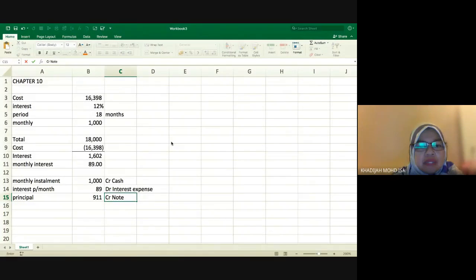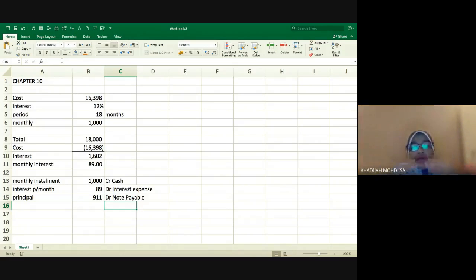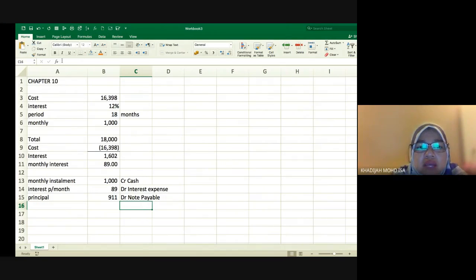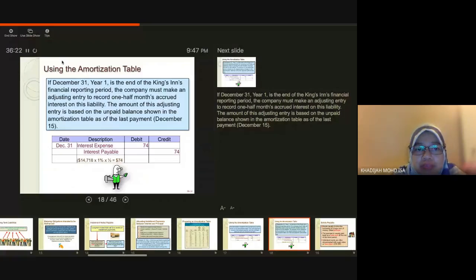It's also a debit. Right, debit. This one is debit, yeah. Notes payable. So the value of notes payable will keep on reducing because you debit. Every time you pay, your notes payable now becomes smaller. You get that? Okay, so that is on how to compute your installment payment.